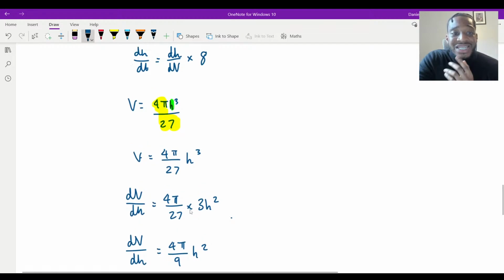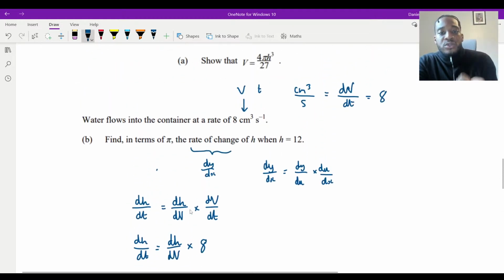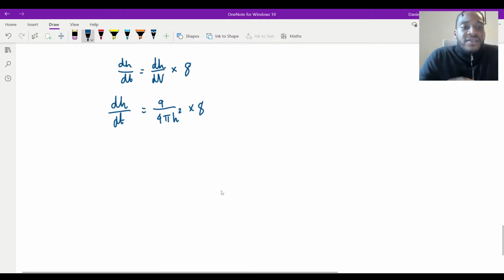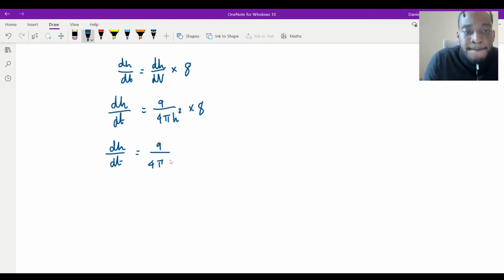And then now remember, it said the rate of change of the height when h equals 12. So all that's left to do is just plug in 12 and then you're done. All right, so we're going to plug in 12 and see what we get. So dH by dt is going to equal 9 over 4 pi, and then it's going to be when h equals 12. I brought h equals 12 here. It's going to be 12 squared like that times by 8.